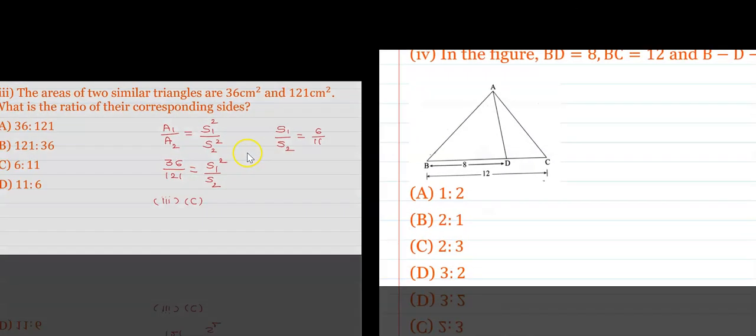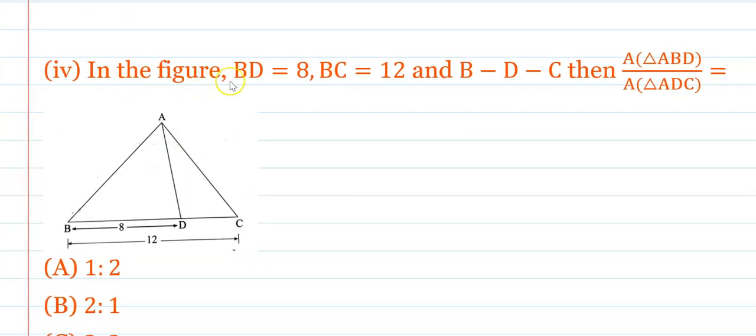Now the next question. In the figure, BD is equal to 8, BC is equal to 12, D is in between B and C. Then area of the triangle ABD upon area of triangle ADC is equal to.